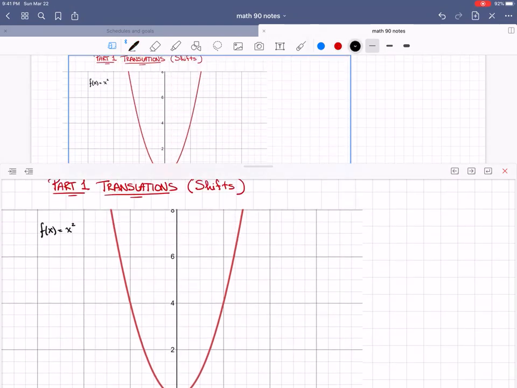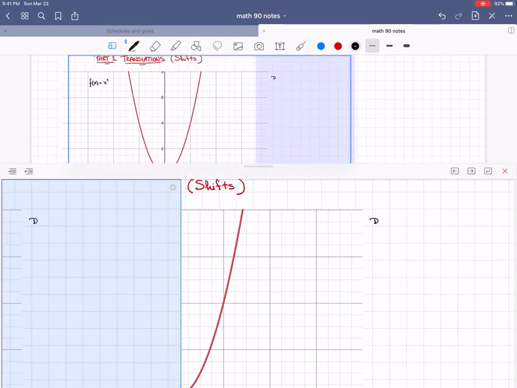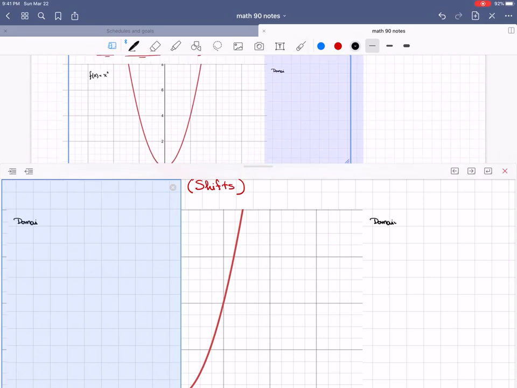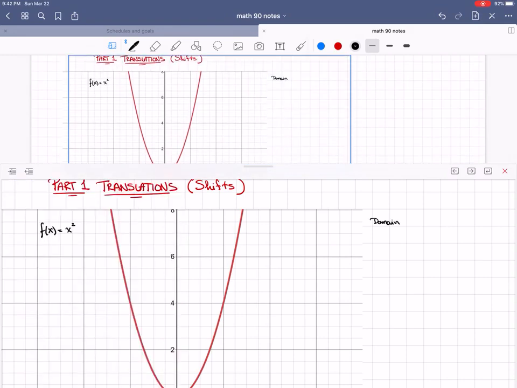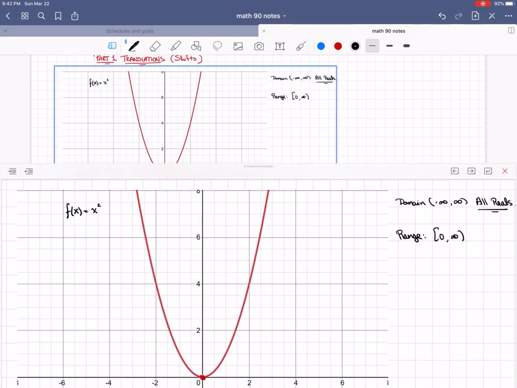I also want to talk about the domain of this function. The domain is not terribly exciting. The domain is just all real numbers, right? We'll make sure to look at an example later where the domain isn't just all reals. And the range of this function is the non-negative reals. So it starts at 0 and then goes to infinity.